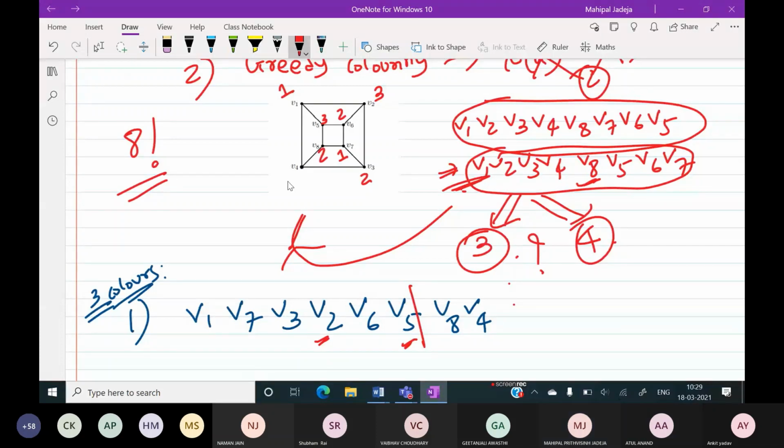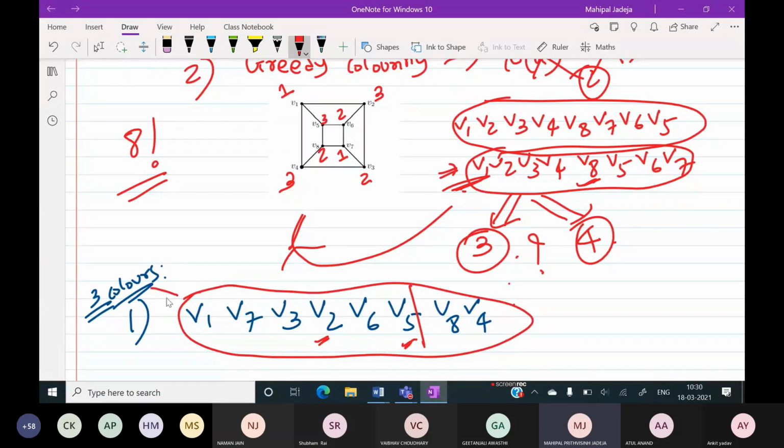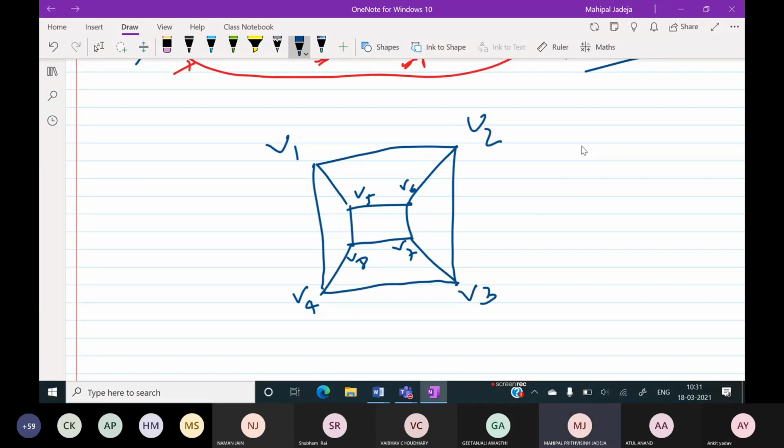So this ordering, this permutation, corresponds to 3 colors. That means greedy coloring may not give us optimal coloring every time. It depends upon our ordering. Here the optimal answer is 2, but greedy coloring with this particular ordering gives us 3 colors. Now, is there any other ordering which can give us 4 as the answer? Next question: is there any ordering for which we use 4 colors using the greedy approach?